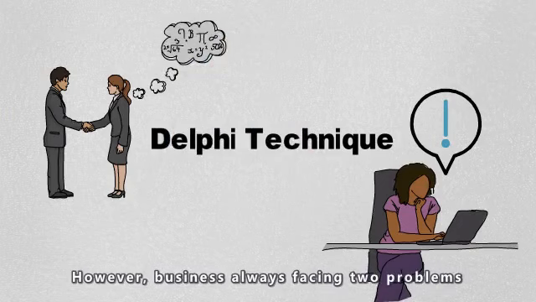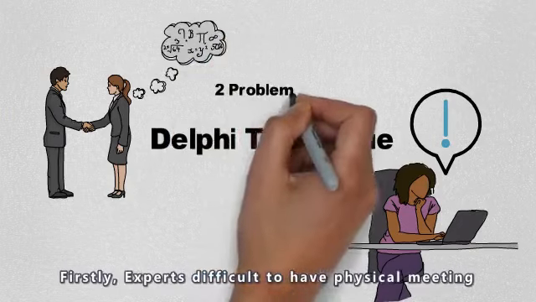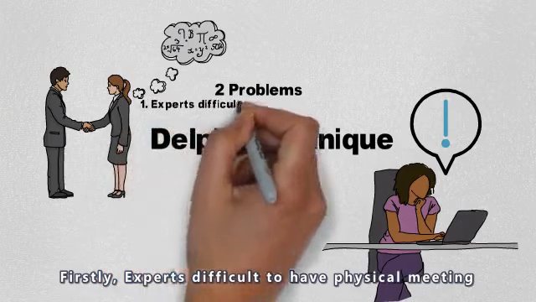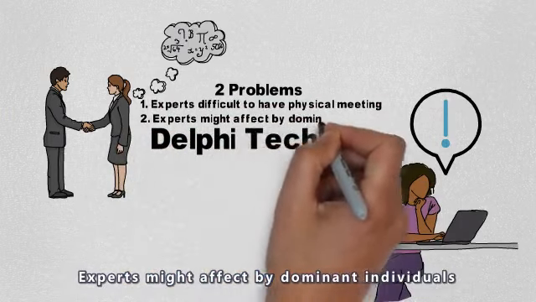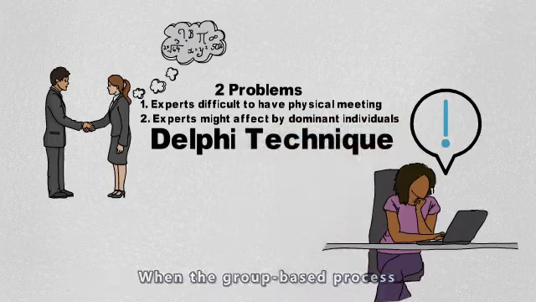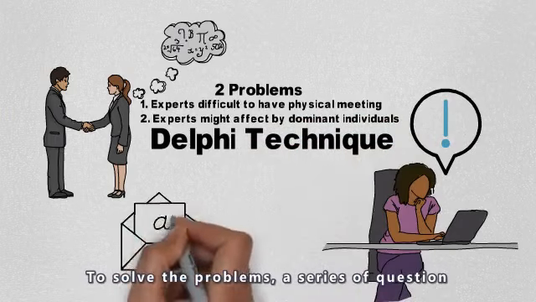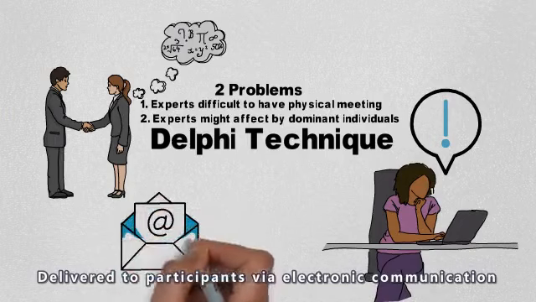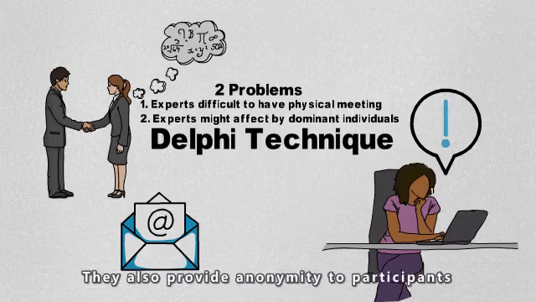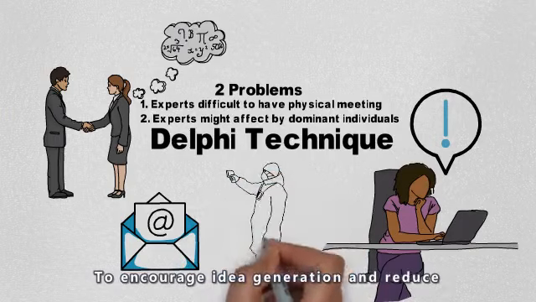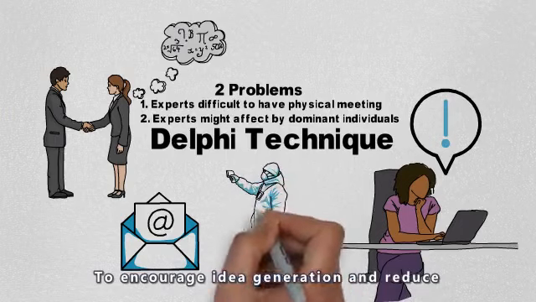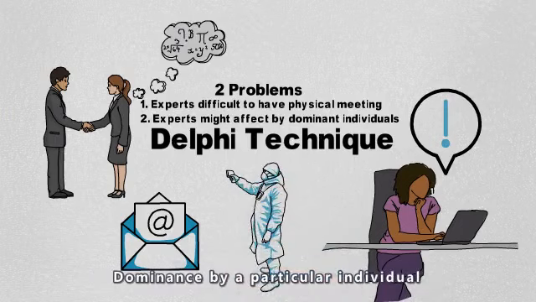However, businesses always face 2 problems. Firstly, it is difficult for experts to have a physical meeting at the same time. Secondly, experts might be affected by a dominant individual in a group-based process. To solve the problem, a series of questions is delivered to participants via electronic communication such as email. This also provides anonymity to participants to encourage idea generation and reduce dominance by a particular individual.